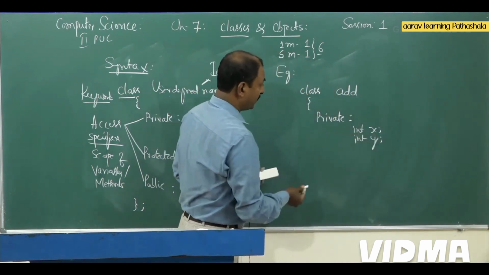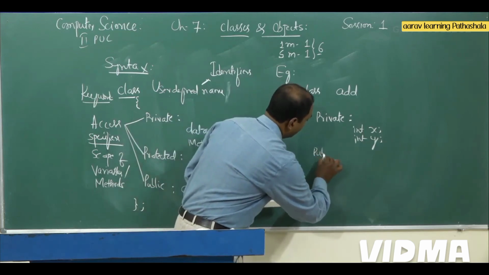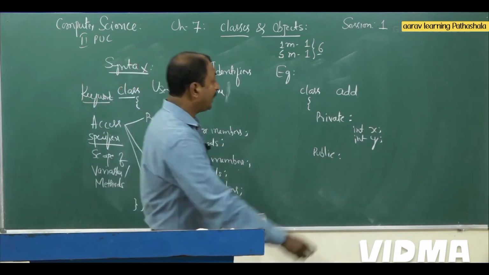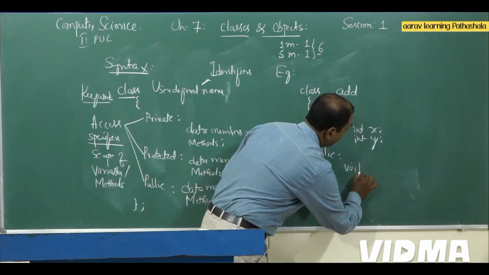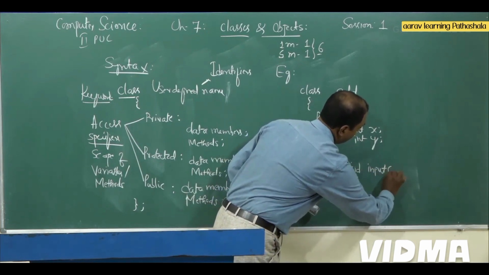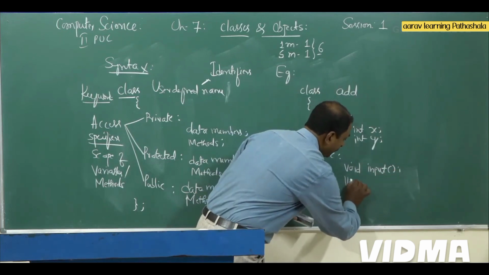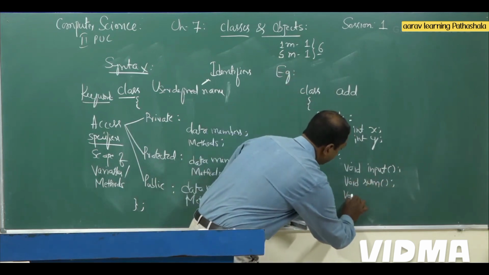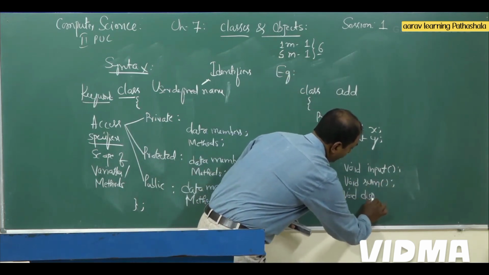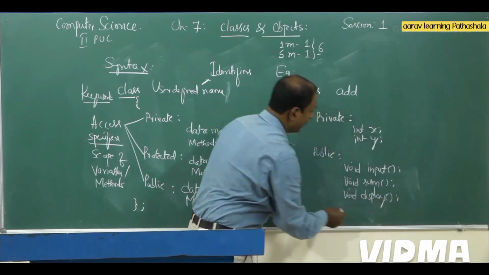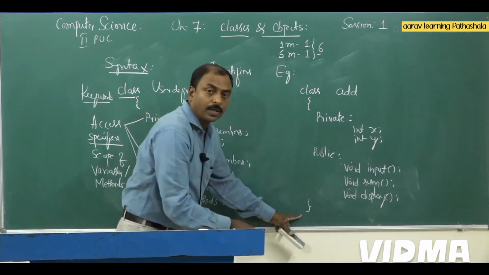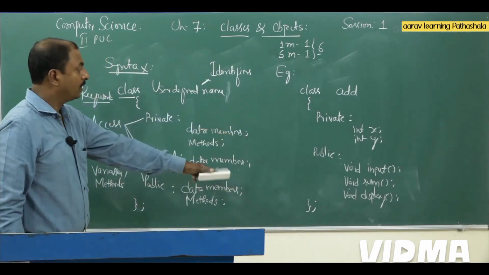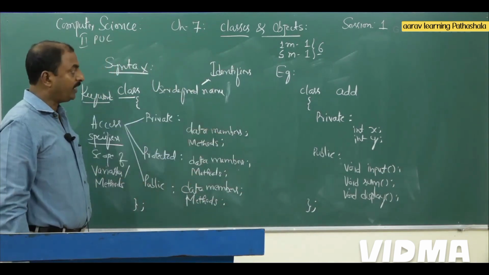These are private variables, and I'm going to write one public access specifier. Here I'm going to write member methods. First, for example, void input; semicolon. Void sum, it is one more function or method, and void display; semicolon. And here I am closing the class with this flower bracket and semicolon. So this is one example of a class definition, or how we define a class.